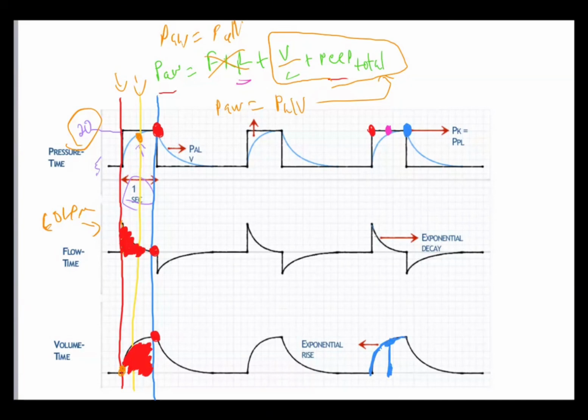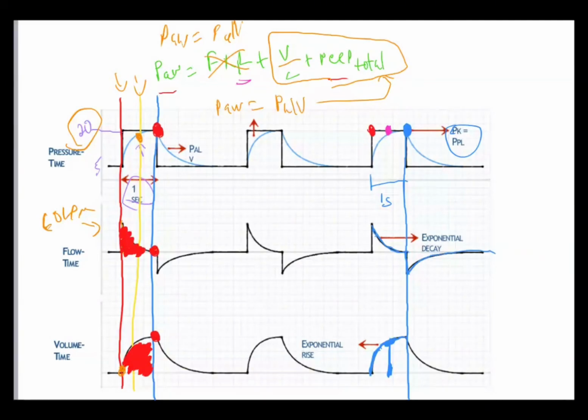Then as you move towards the end, if the patient's passive or paralyzed, you will move back to baseline, or back to zero. Then at some point, the P airway will equal the P alveolar pressure and flow will become zero. There will be no more volume delivered because there's no more pressure difference. And then after you move through that 1 second cycle, you will cycle off into expiration. And then we can talk about expiratory flow curves at some point.